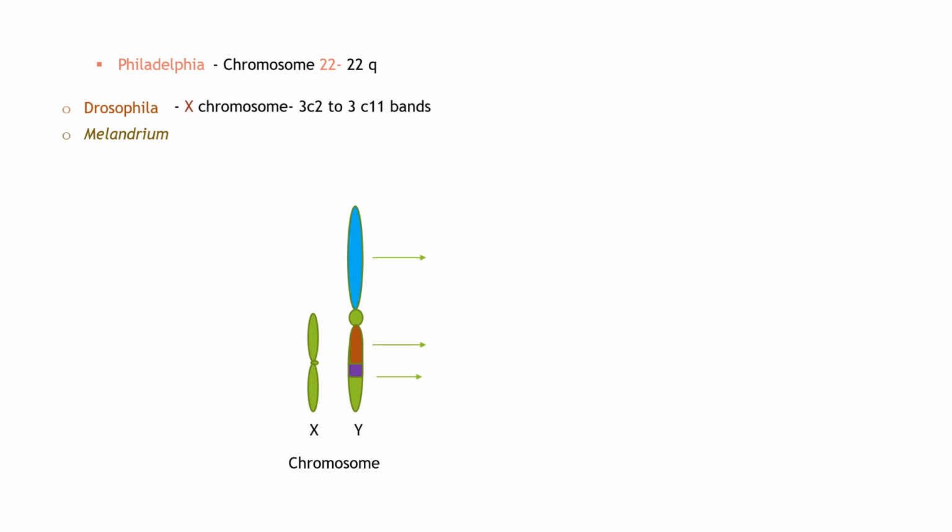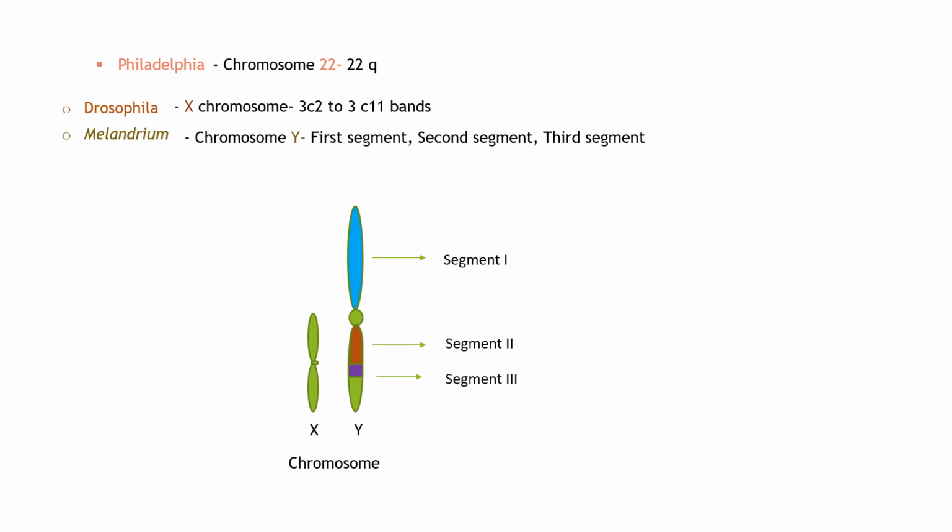Melandrium plant also shows deletion. Melandrium has an XX and XY type of sex determination pattern. The Y chromosome of these plants has some segments. When there is a deletion of segment number 1, we find hermaphrodite type of flowers. When there is a deletion of segment number 2, we find neuter type of flowers. And when there is a deletion of segment number 3, we find male sterile flowers.